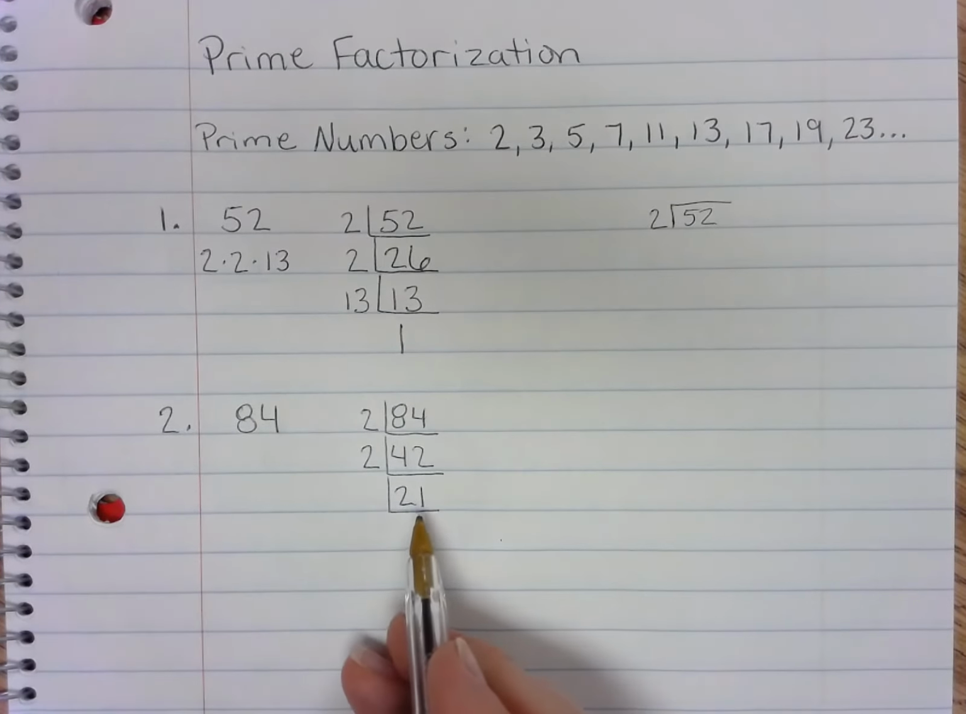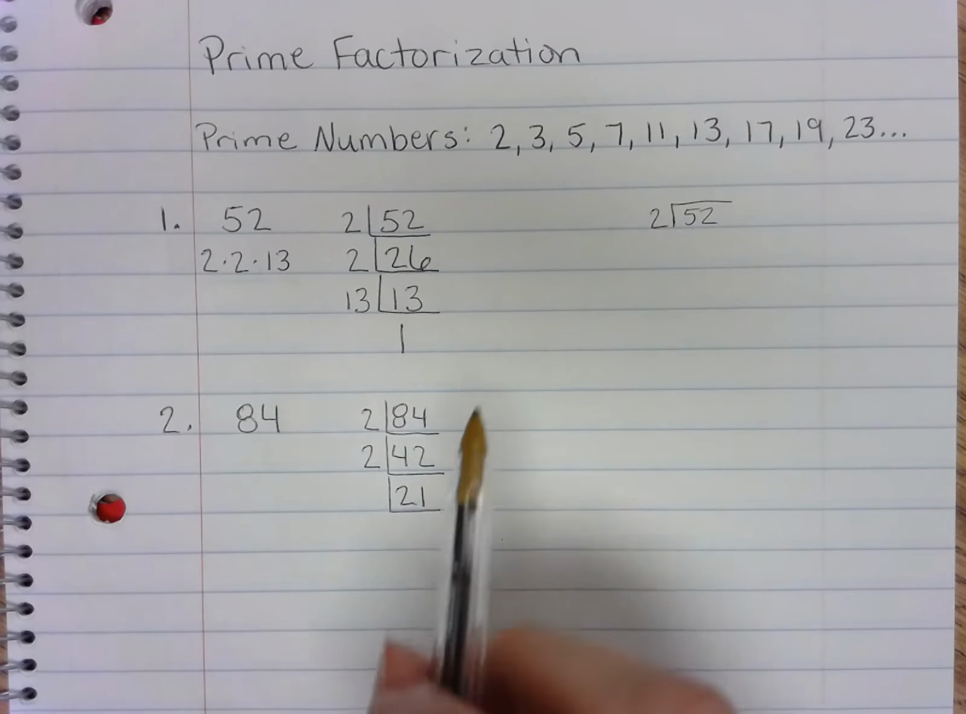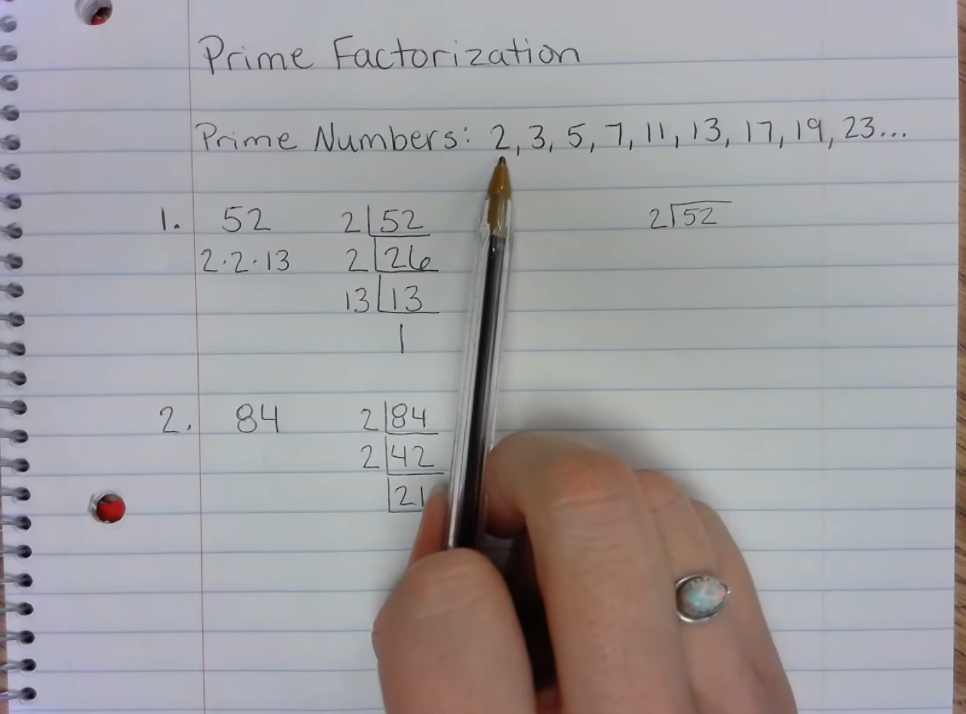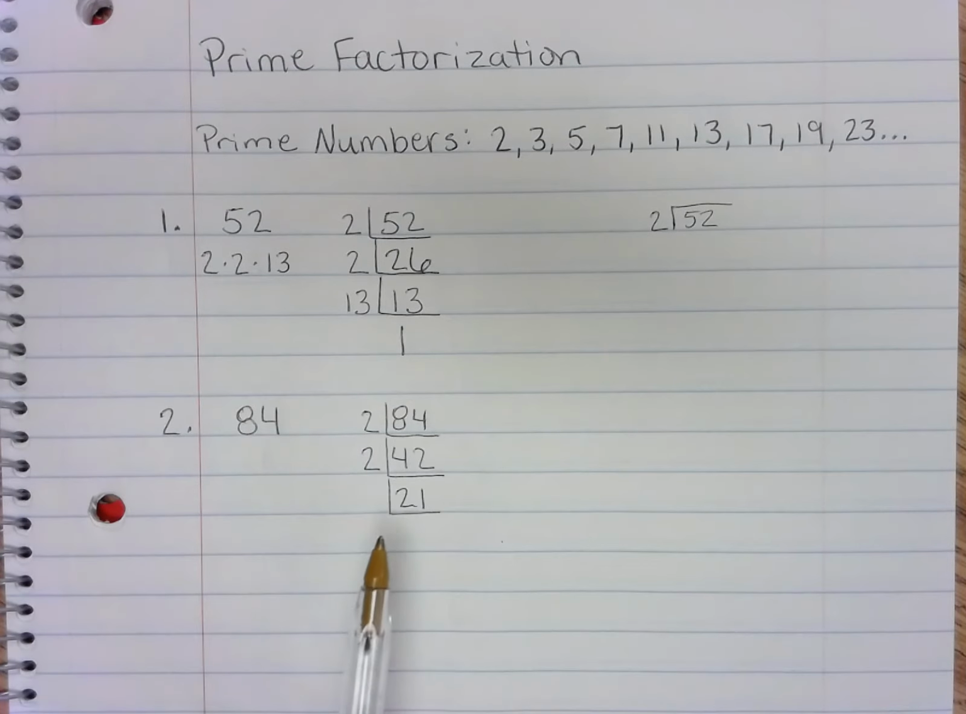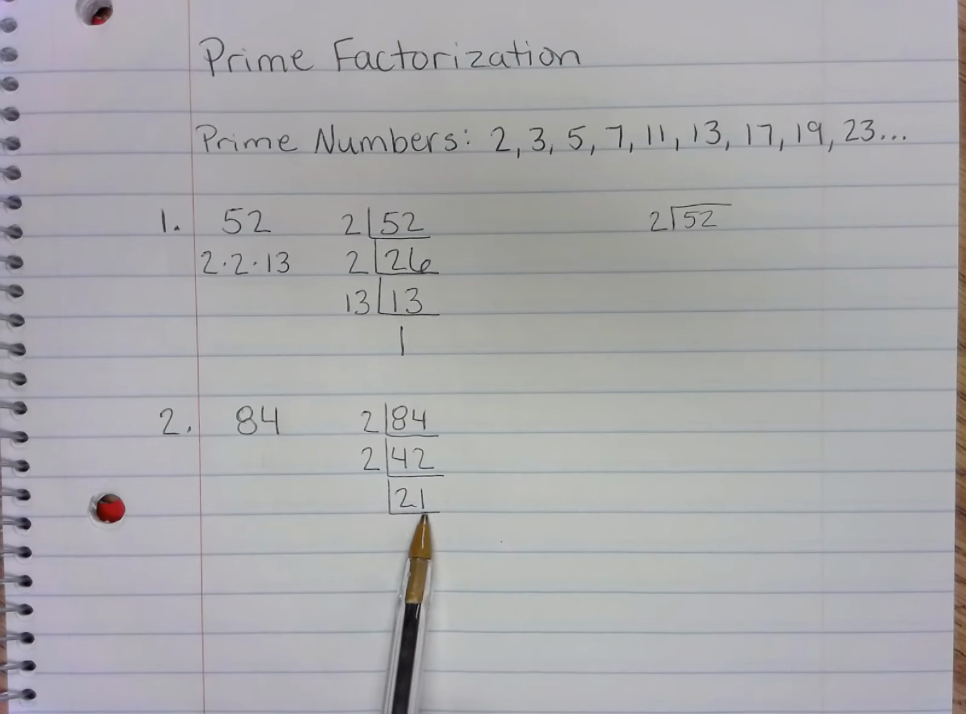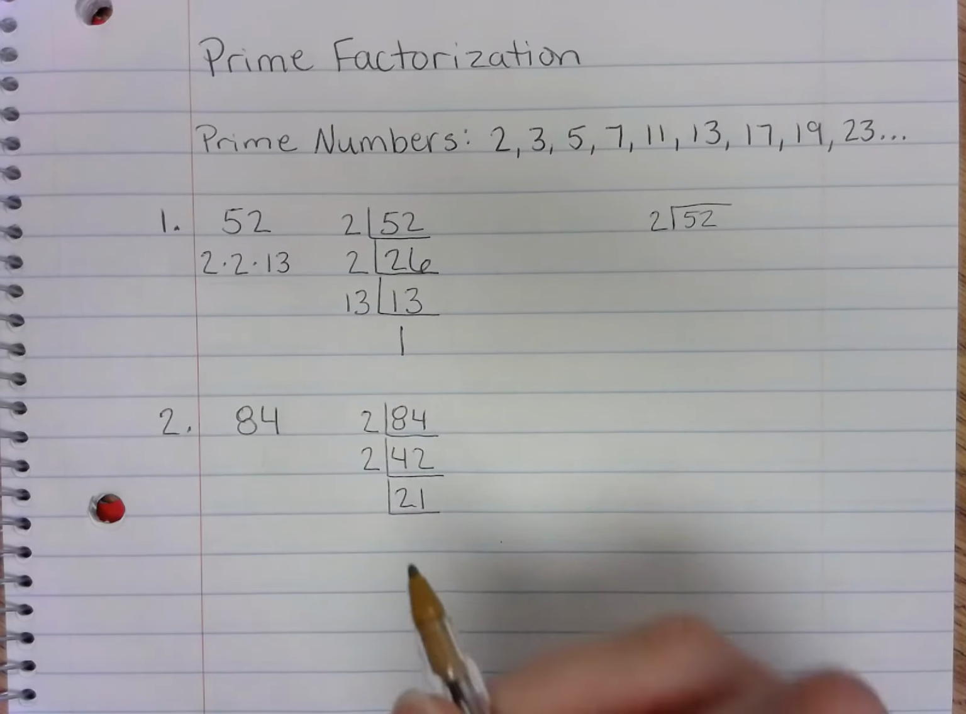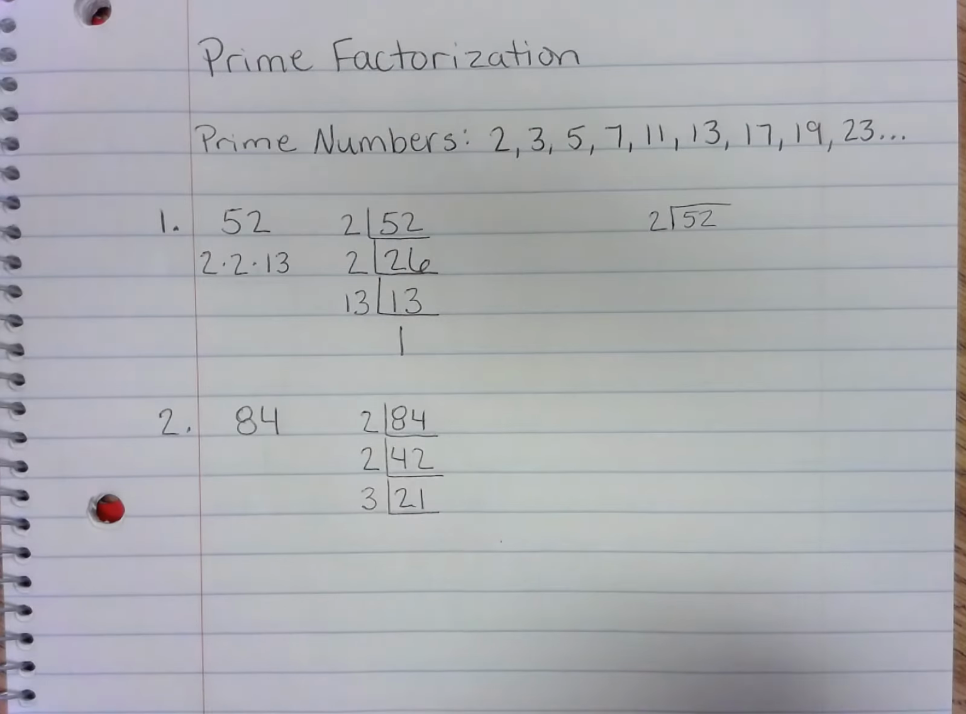21 is no longer even. Therefore, we're going to need to pick a different prime. We can no longer divide by 2. So let's see if 3 works. The divisibility rule for 3 is that if the sum of the digits is divisible by 3, then that number is divisible by 3. So 2 plus 1 is 3. So the sum of the digits is 3, and that is divisible by 3. So that means this number, 21, can be divided by 3.